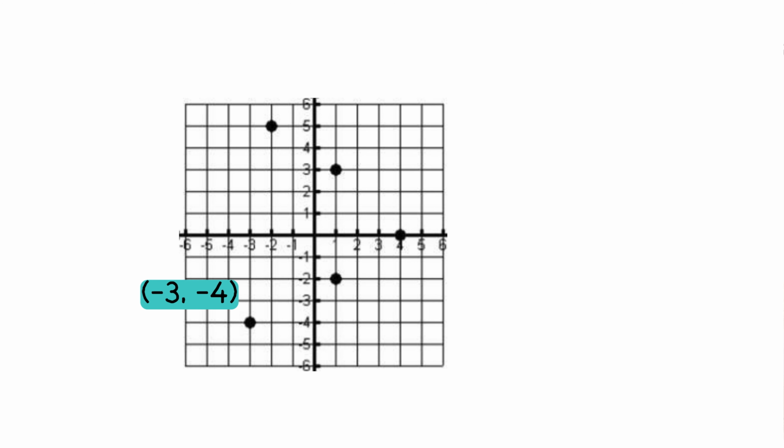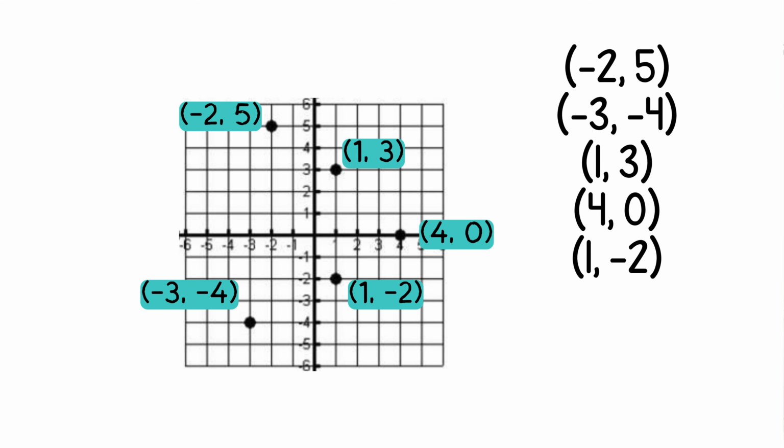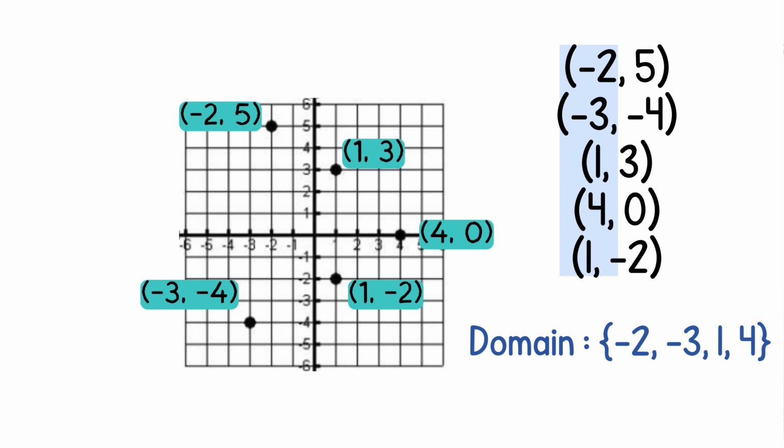First we have -3, -4. The next point is at -2, 5. And then we have 1, 3, 1, -2, and 4, 0. So let's list all these points so we can find the domain and range. The domain is the set of all of the x values. So in this example, the domain will be -2, -3, 1, and 4. There is another 1, but we only need to put it once in our set.